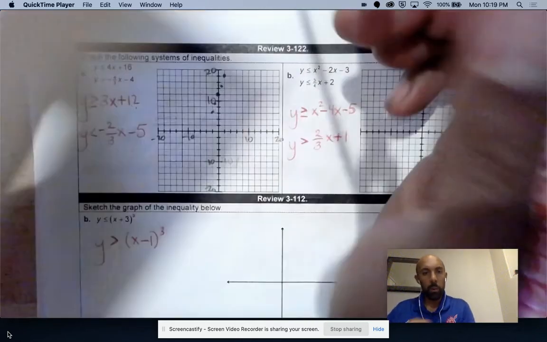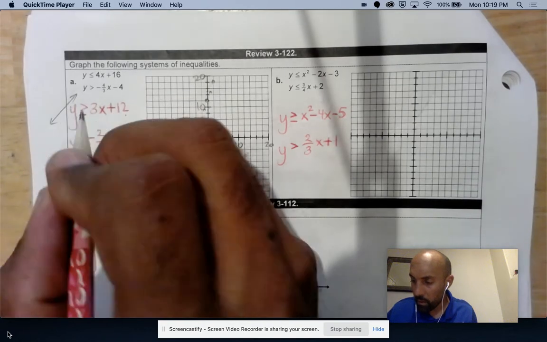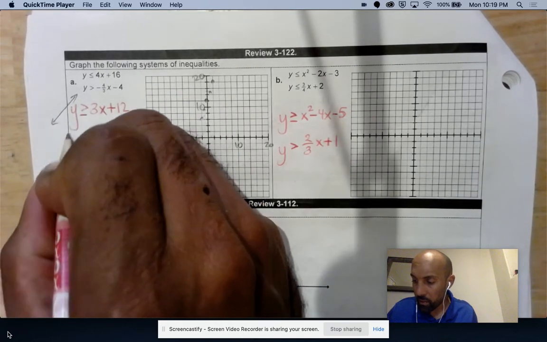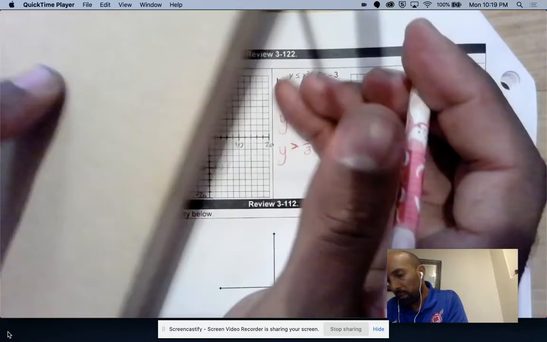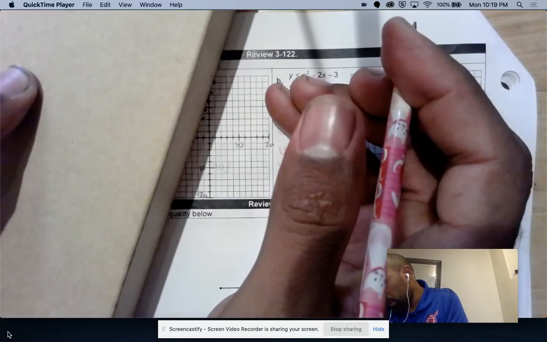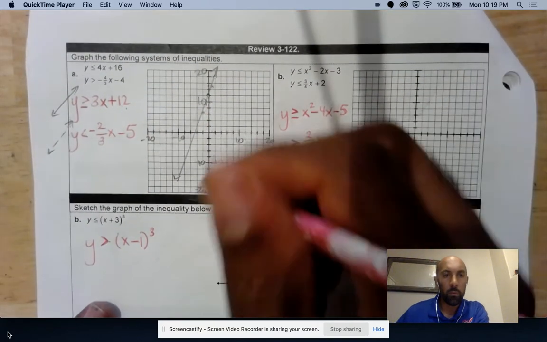So remember again here on this first one, this is going to be a solid line, and that'll be a dashed line on this one. So let's make my solid line on the first one. Use my trusty box here since I don't have a ruler.